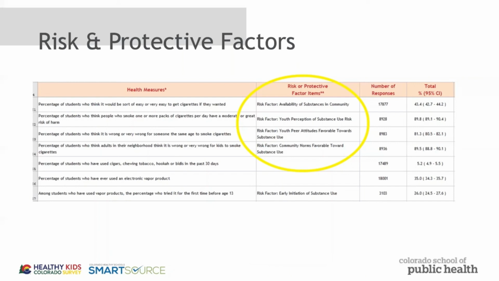Keep in mind that the individual health measure in each row only represents one item that could be calculated with other items to determine the level that the risk or protective factor is present in your community.